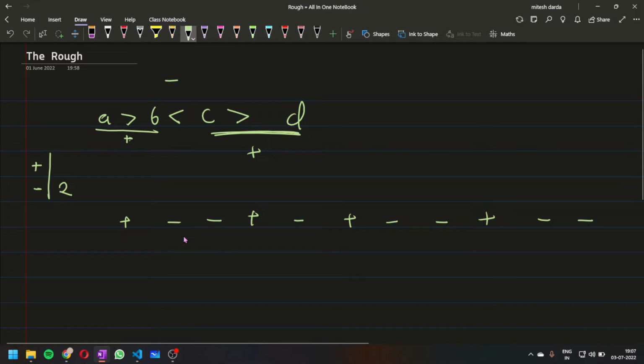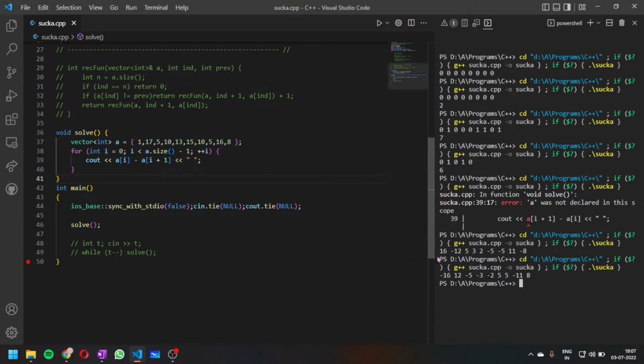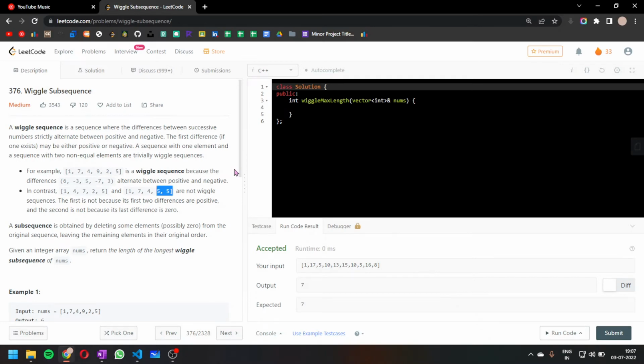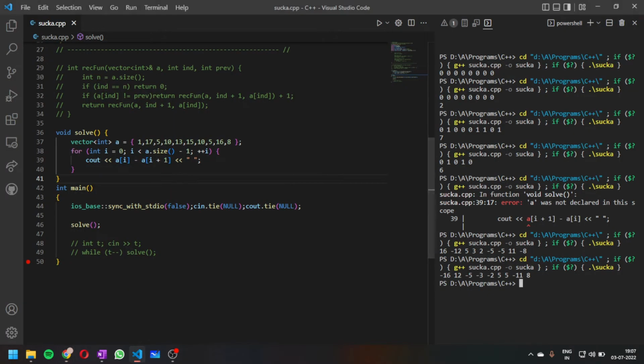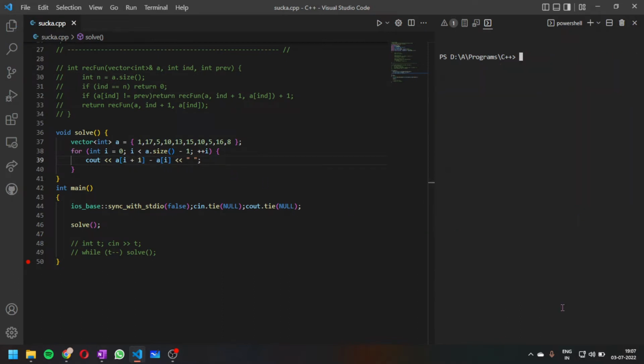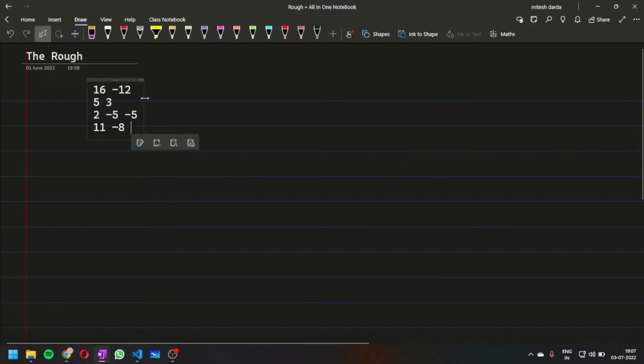To talk about this more formally, let's do one thing. We have an array. I have already taken an input. This input is the same as our example number 2: 1, 17, 5, 10, 13, 15. So this is our sample input 2. I have taken their differences. I have to do one more thing. I have taken the differences in the wrong direction. It should be i plus 1 minus this. Alright. So their differences would be something like this. Okay, so these are their differences. I can paste that here directly.